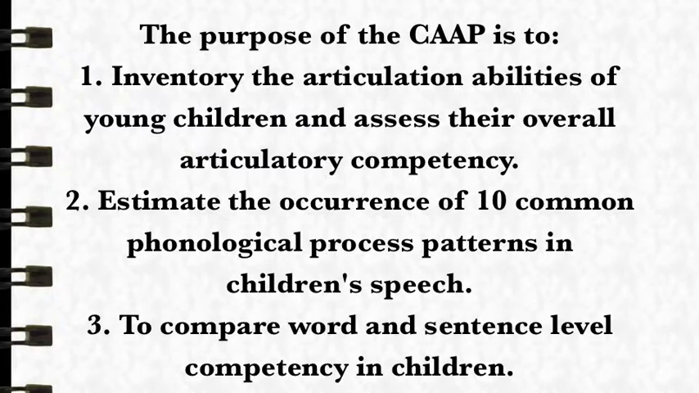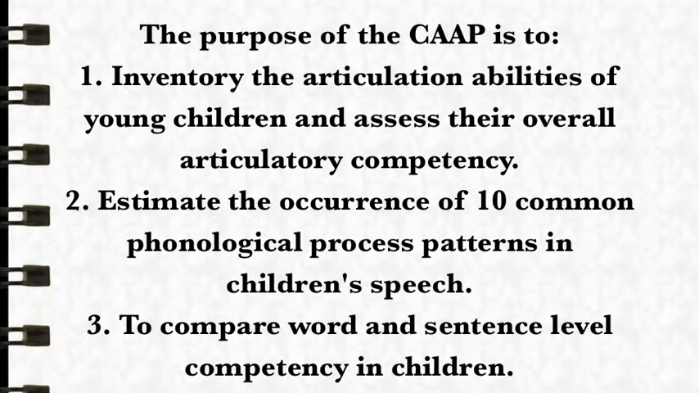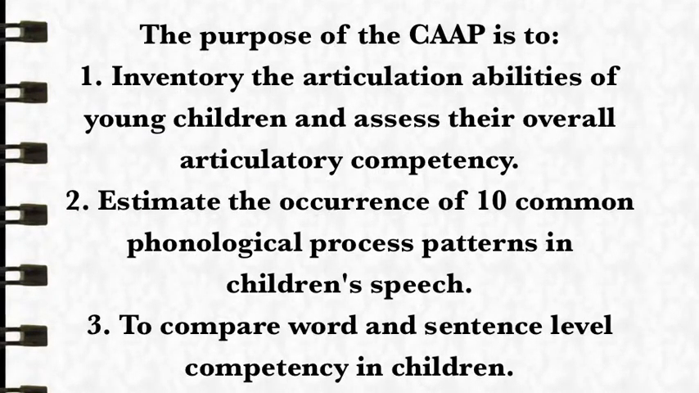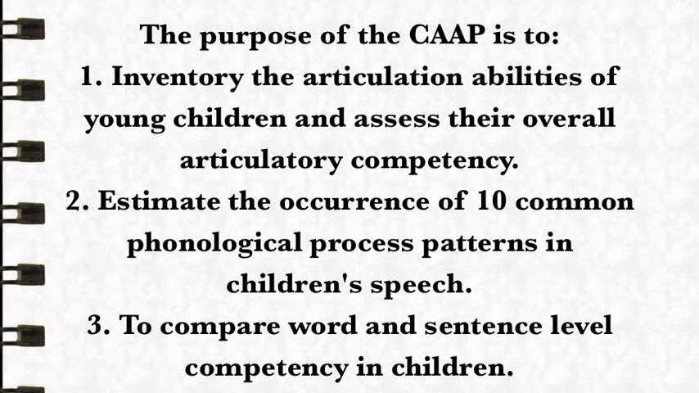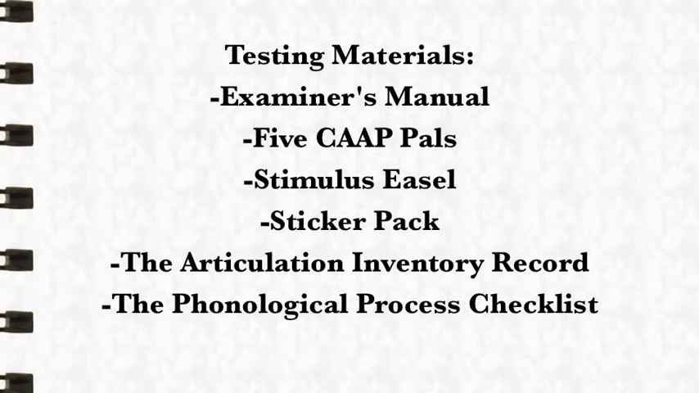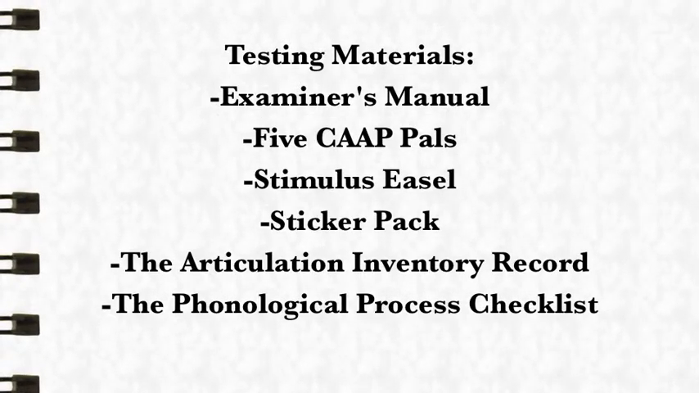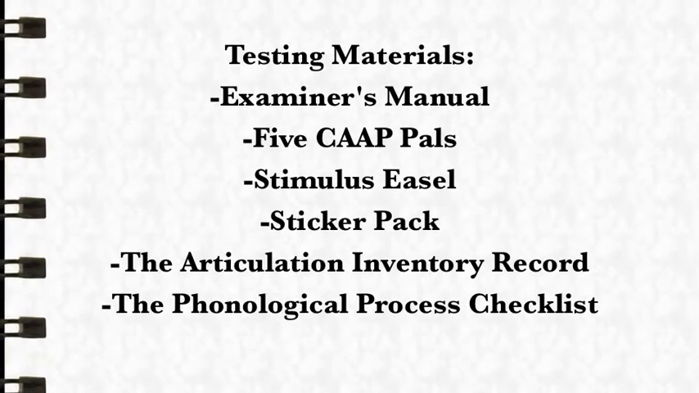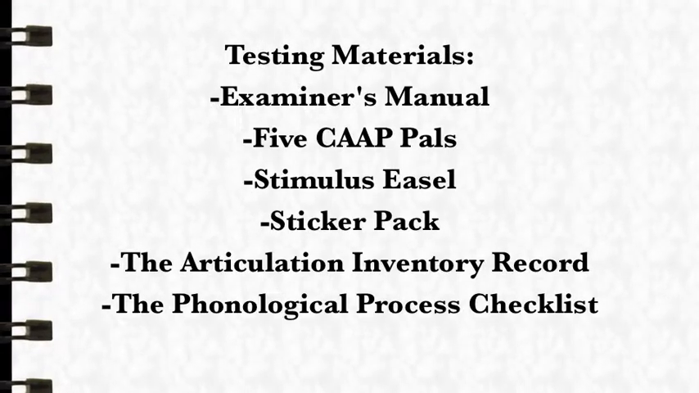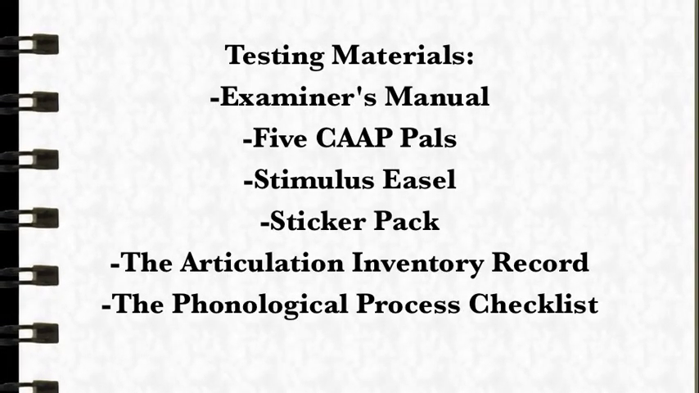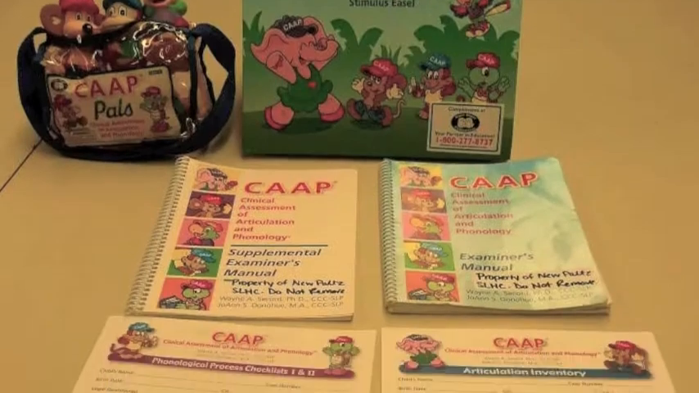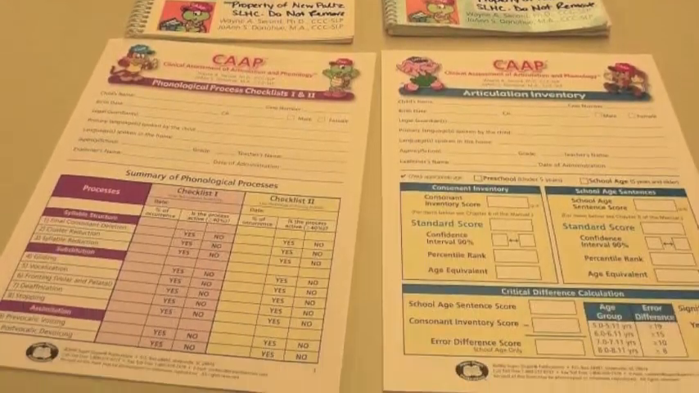competency, estimate the occurrence of 10 common phonological process patterns in children's speech, and compare word and sentence level competence of school-age children. The CAP test comes with several items, including the examiner's manual, the stimulus easel, 5 CAP pals, the sticker pack, the articulation inventory record form, the phonological process checklist 1 and 2, and the tote bag.